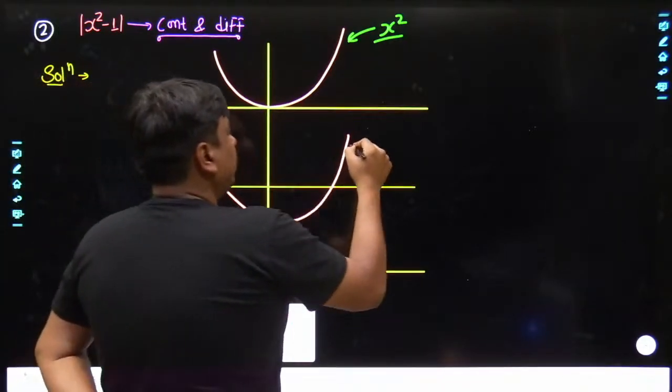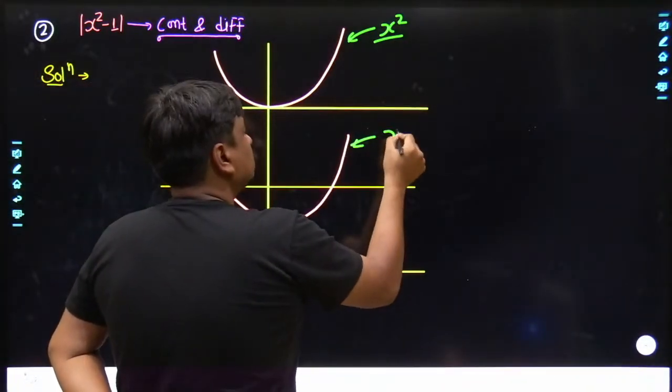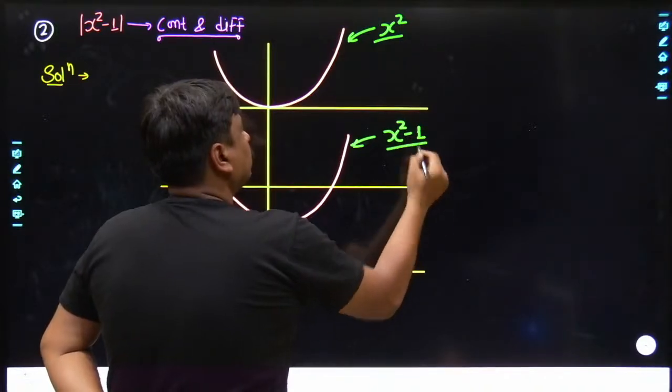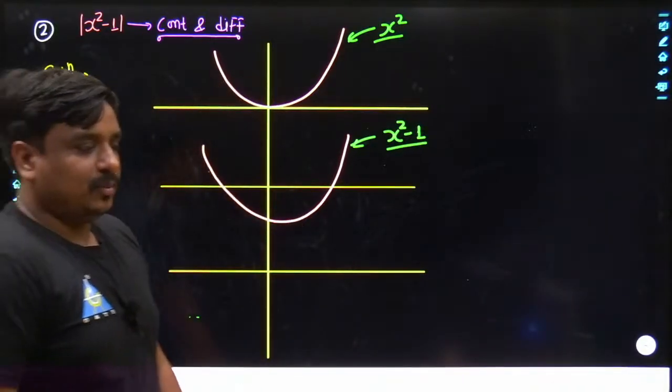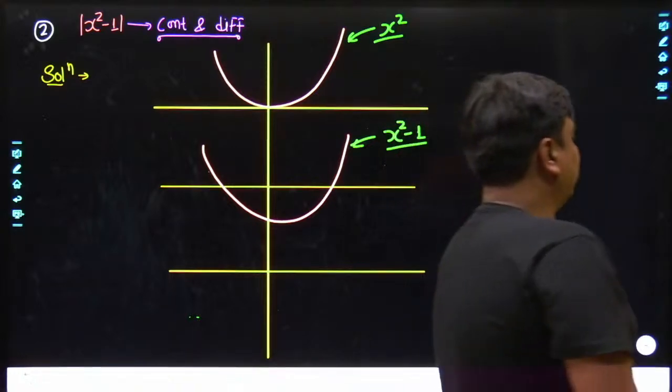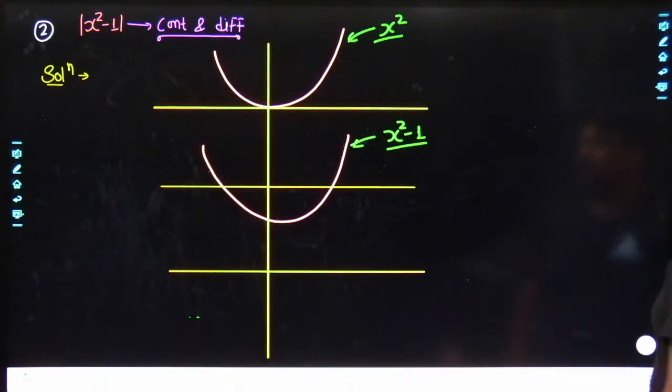This curve had been x square minus 1. X square minus 1. Till this point, each and everything must be clear to all of us. Now what is happening hereafter?